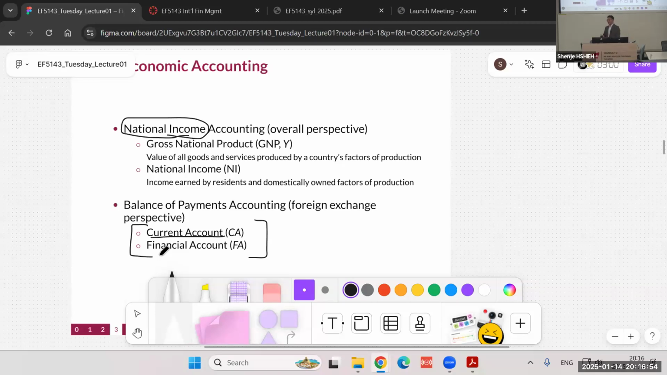So if I buy something, even if it's physical goods and services, I still have to export money abroad, right? So that should show up on my financial account. Anytime I export or import currencies, or even bonds or stocks, it should show up in a financial account.